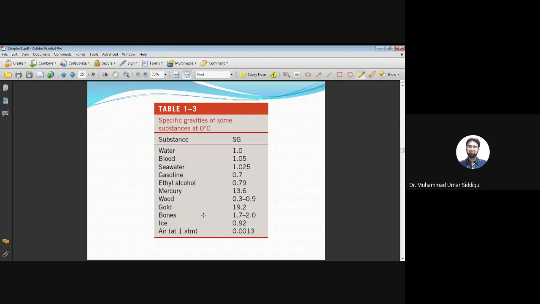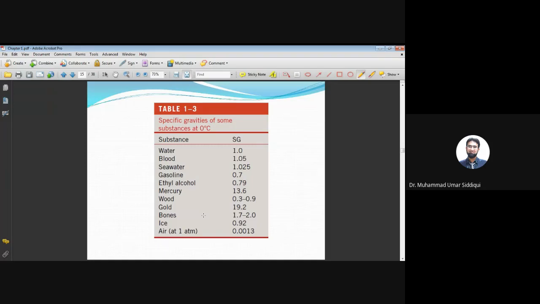Talk about blood. Blood has specific gravity 1.05. What do you think? Is it heavier than water or lighter than water? Heavier. So if you put blood in water, then the blood is going to go down. Seawater has specific gravity 1.025. Is it heavier or lighter than water? Heavier. And why do you think seawater is heavier? Because of salt. Perfect. Because of the salt in it.